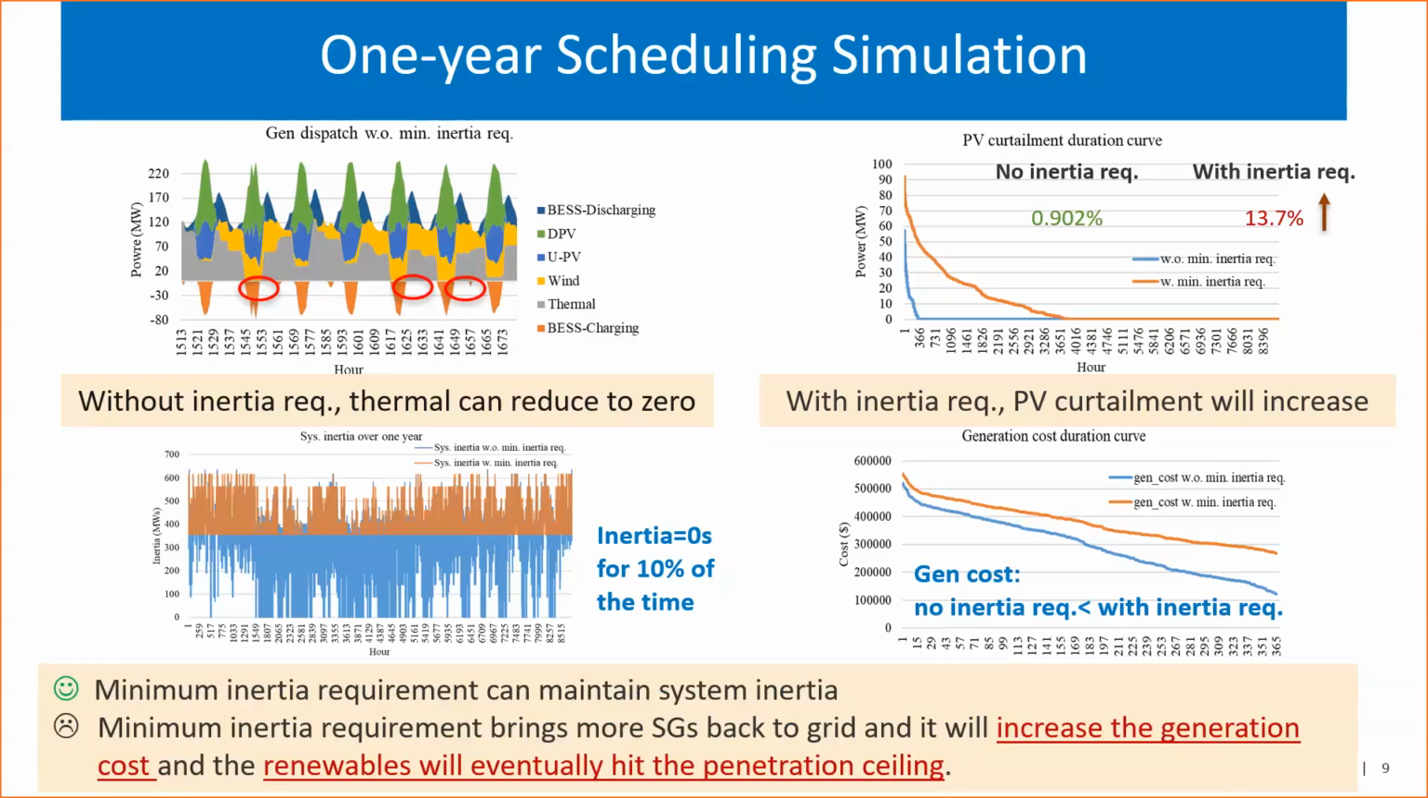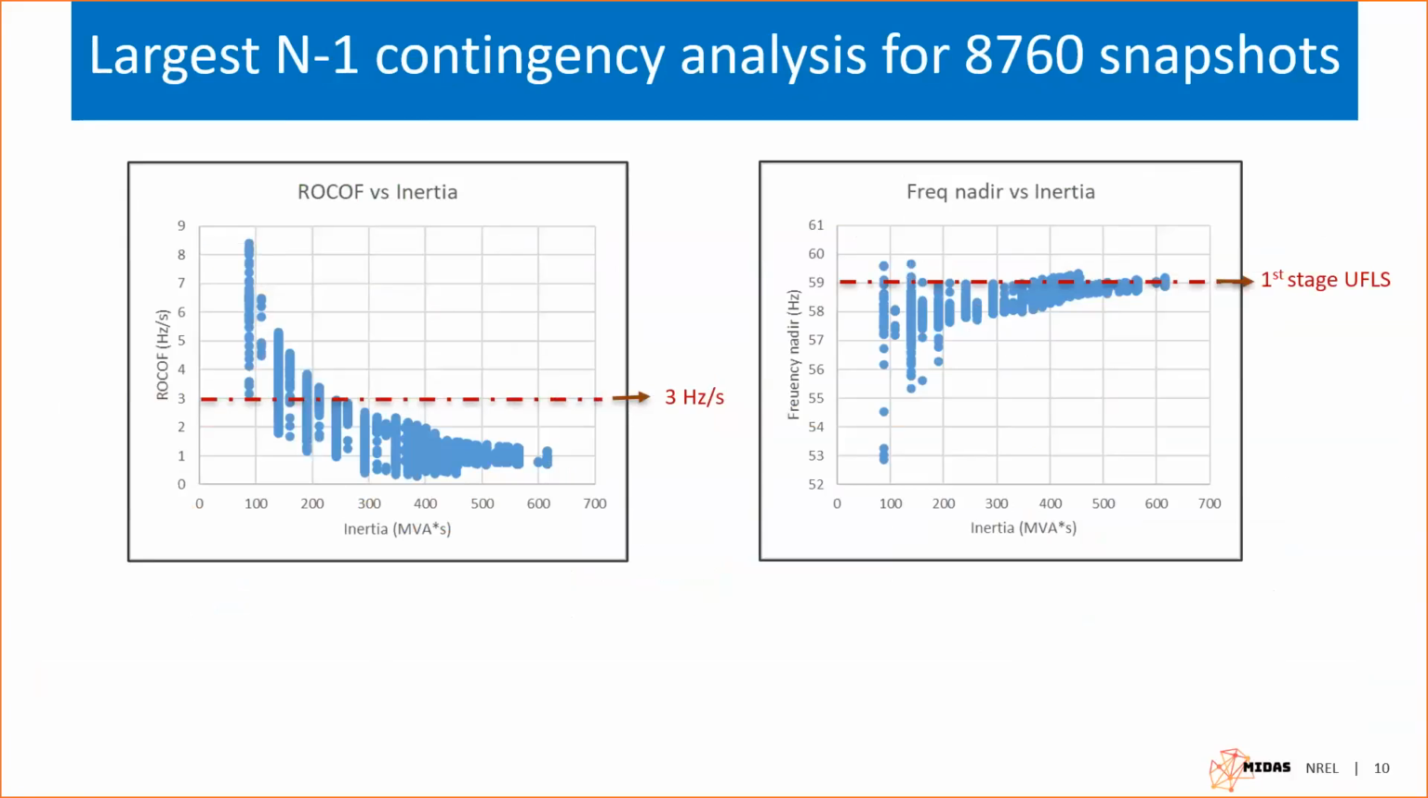Another question is, moving forward to 100% renewable, can we just directly trust the scheduling results? We guess probably not, but how bad is it? That's why we apply the largest N-1 contingency for all the scenarios of the no inertia cases. The left figure shows the inertia versus the rate of change of frequency. The right one is the inertia versus the frequency nadir.